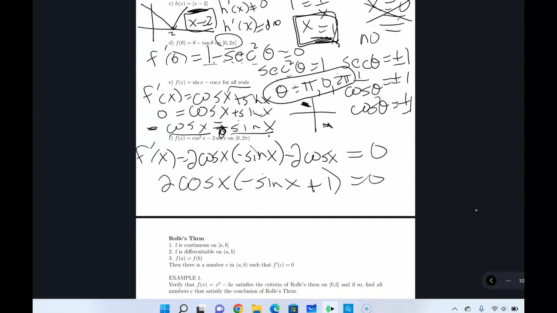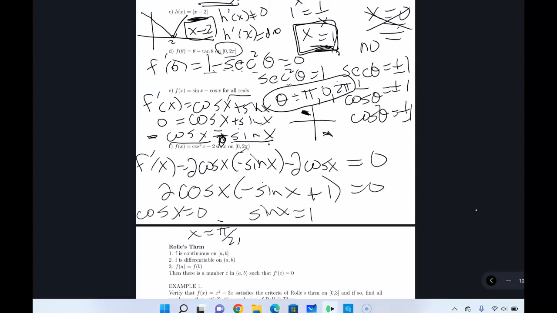And so that means I'm going to set cosine of x equal to 0. And I'm going to set negative sine of x plus 1 equal to 0. So that'll give me sine of x equal 1. So it just says between 0 and 2 pi. So this will give me pi over 2 and 3 pi over 2, right? And then this here gives me x is equal to pi over 2. And I will do this when we return.